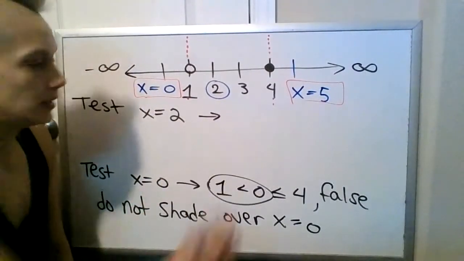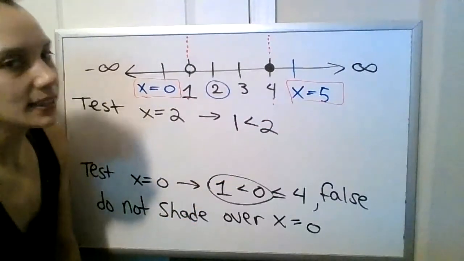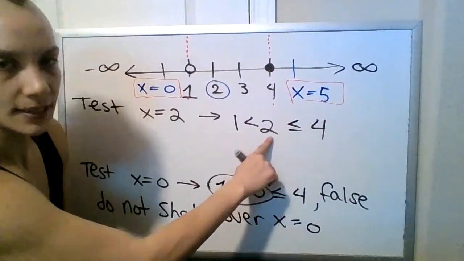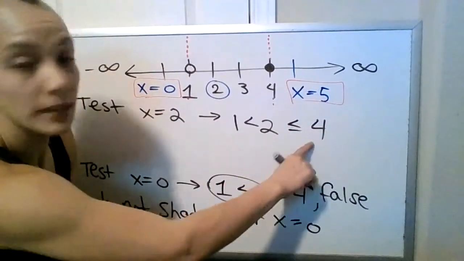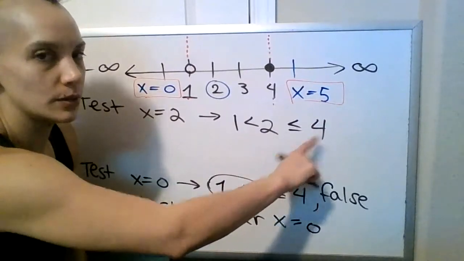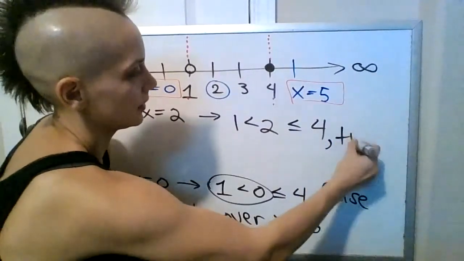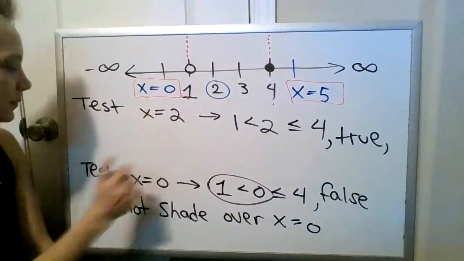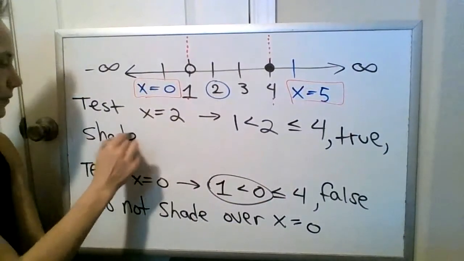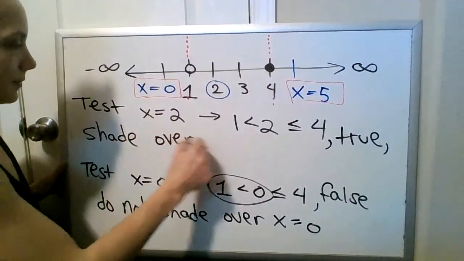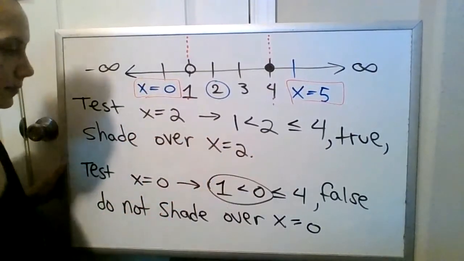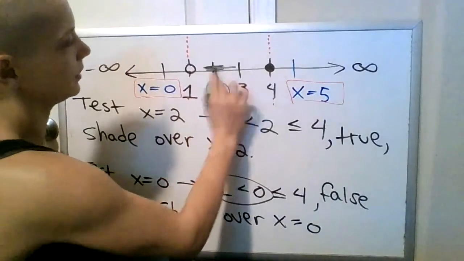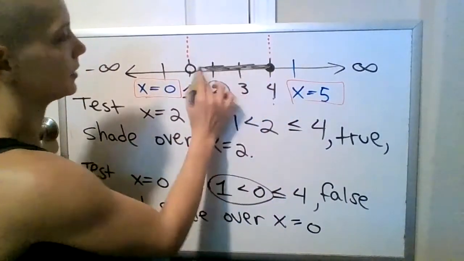So is 1 less than 2? And is 2 less than or equal to 4? Yes, true. And then here, 2 less than 4 is true. So this is true and this is true, which makes the whole thing true. So we will shade over x equals 2, here and over to this one, back this way, over to this.